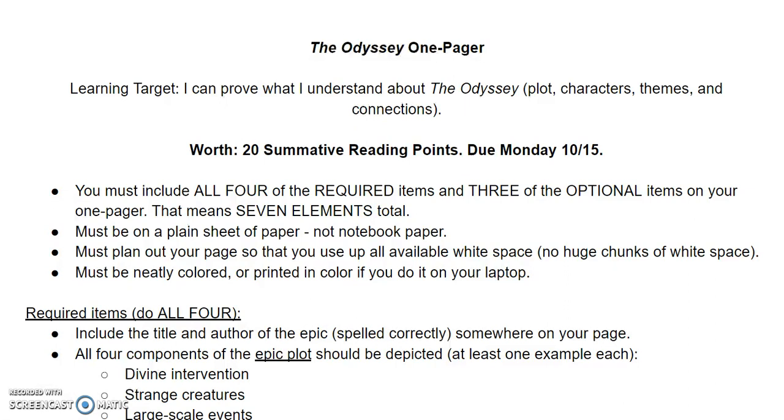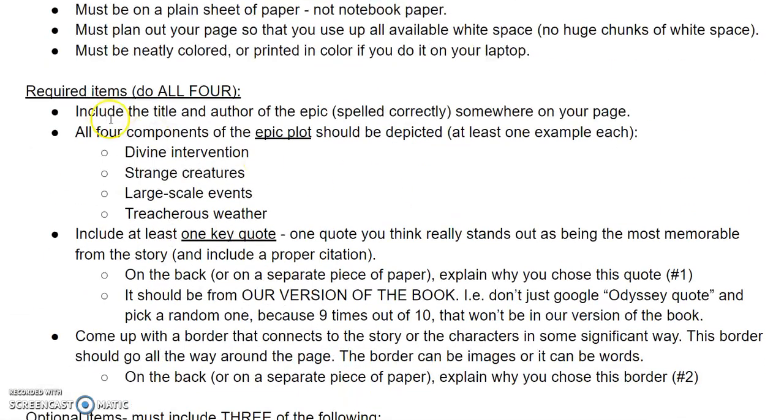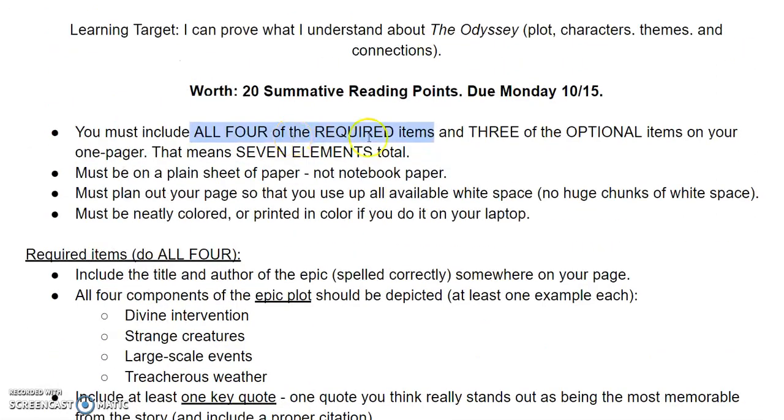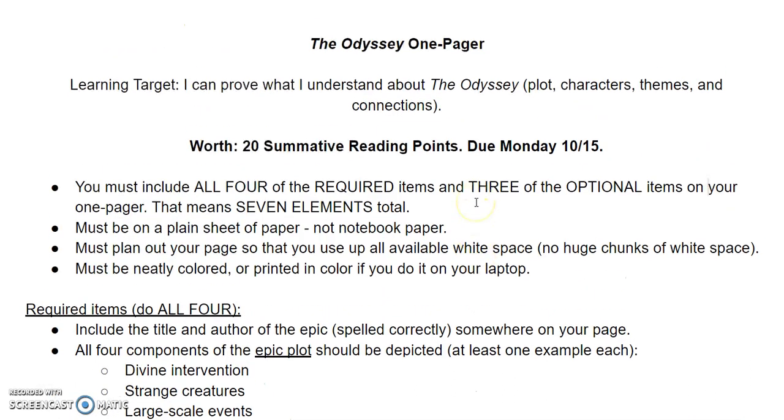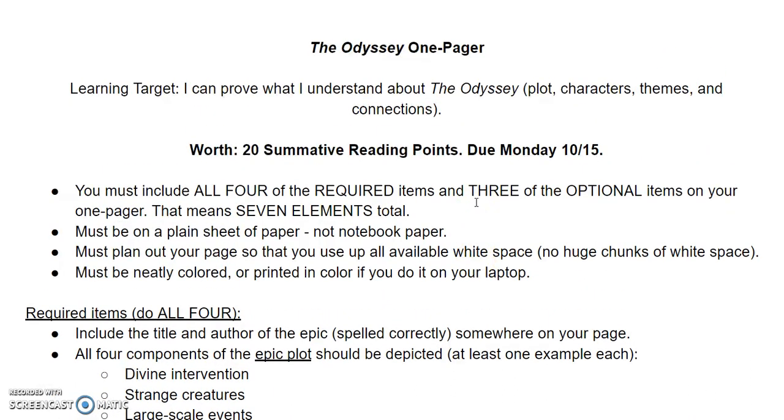and you want to make it on there. That is totally fine. You have to include all 4 of the required elements. There's 4 required items, 1, 2, 3, 4, and you need to pick 3 of the optional items to include on your one-pager. That means there's 7 elements total. Okay, and this is called a one-pager because it's going to be one piece of paper, one sheet, one side, so just the front side of the sheet, and it's going to have lots of Odyssey information on it.